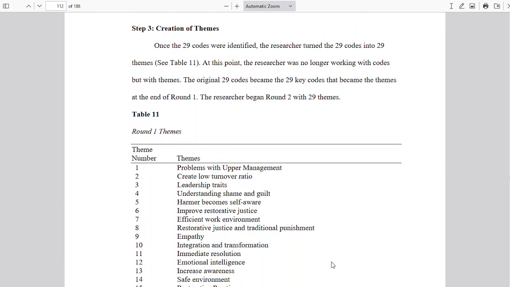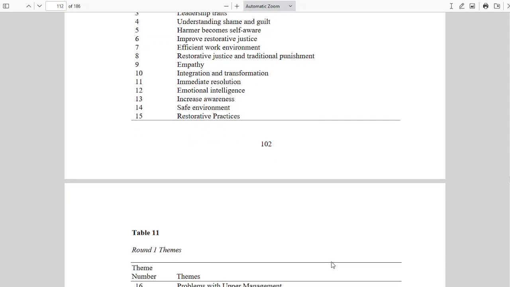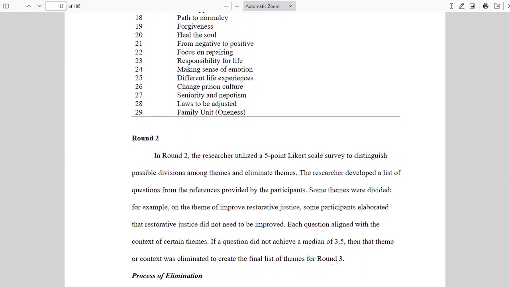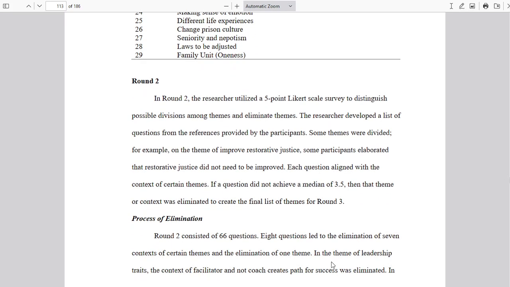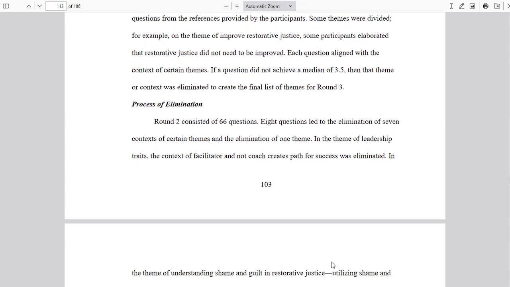Okay, so the 29 codes were turned into 29 themes, which are about the same as the key codes at the moment. So I'm not going to really go over them too much. In round 2, the researcher utilized a 5-point Likert scale survey to distinguish possible divisions among the themes and eliminate themes. Round 2 consisted of 66 questions.